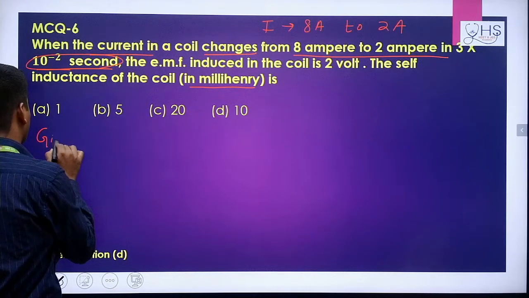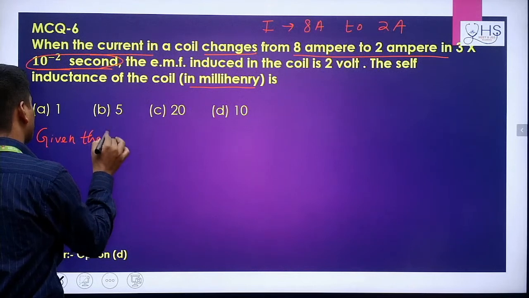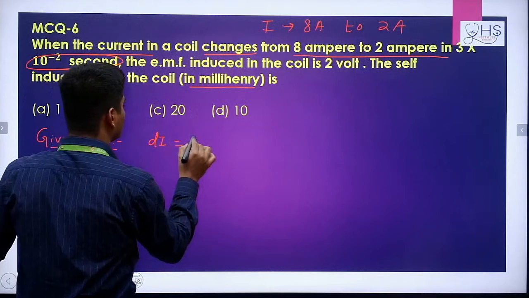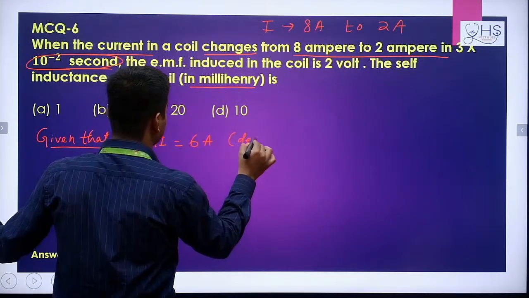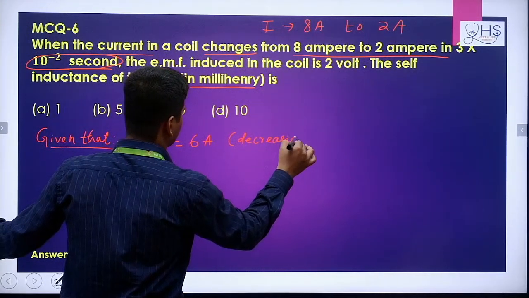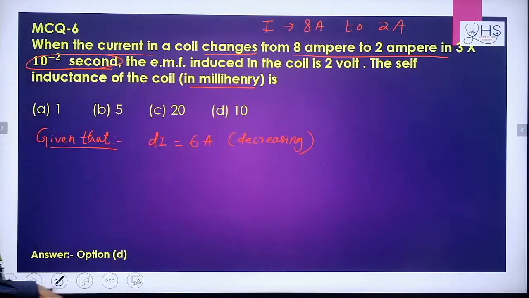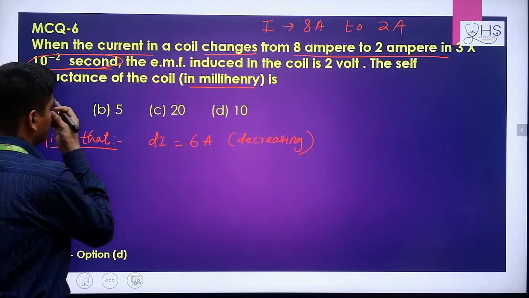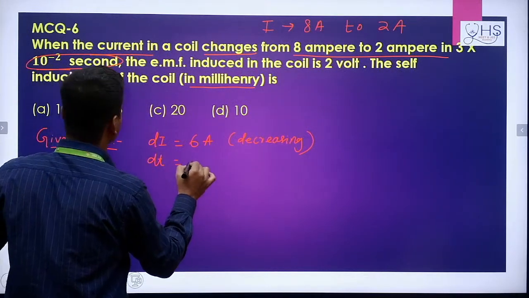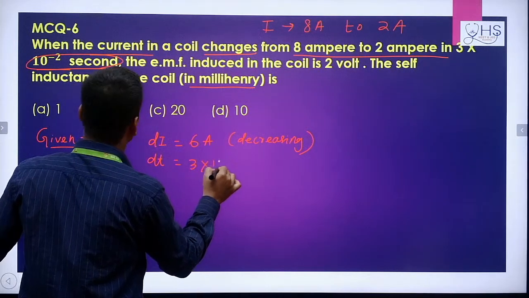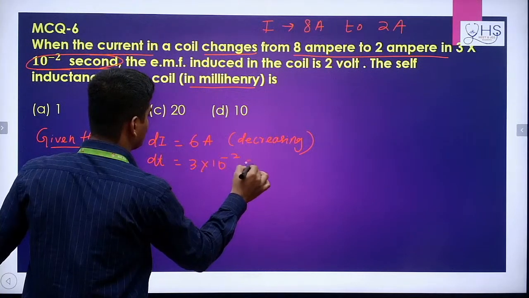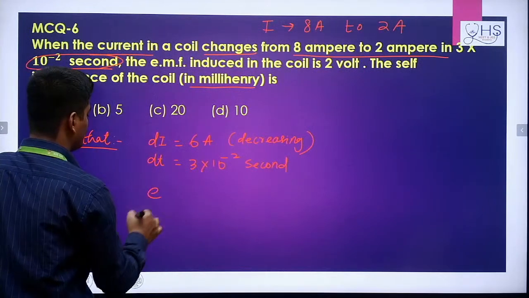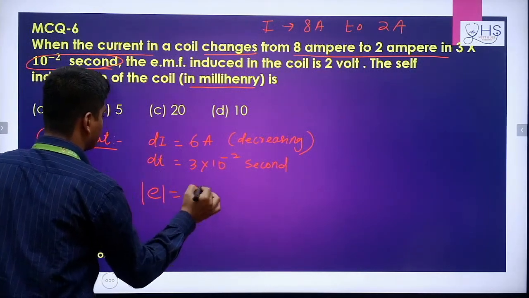So let me write the given data, and after that we'll try to understand. The change in current di is 6 ampere. It is decreasing, but as there is no need to calculate any EMF direction here, no need to worry about decreasing. The time interval dt is 3 into 10 to the power minus 2 second. Now, the EMF induced, E, is what they are giving.